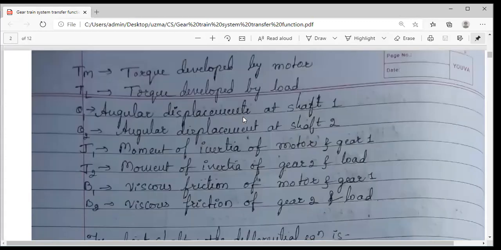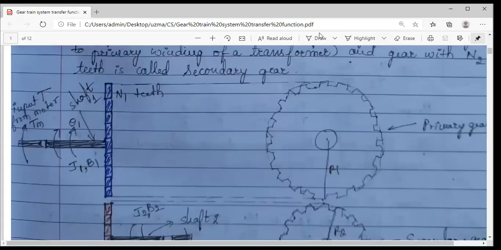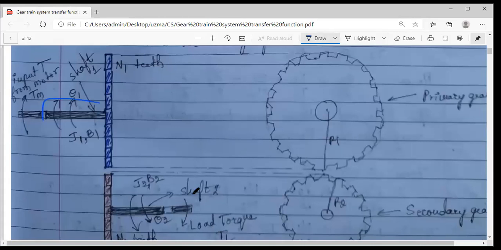Let me just recall, in gear train systems, what is important to note. You have seen this figure already. You have two shafts here, shaft 1 and shaft 2. Whenever you want to find the transfer function of a system having gear trains like this, you have to transform this system into a mechanical system which is not having gears. When you transform, you have to reflect the parameters of one shaft over the other shaft, either 1 on 2 or reverse, 2 on 1.